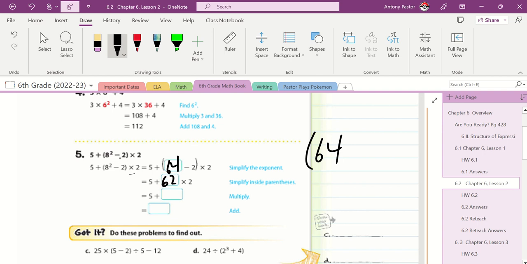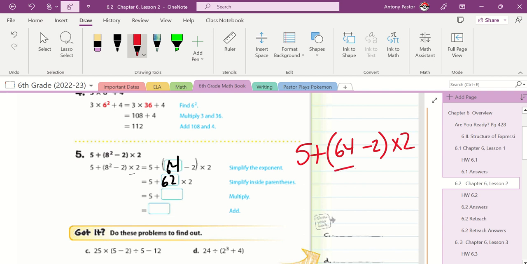So let me slow this down. 5 plus, and in parentheses, 8 squared minus 2 times 2. I have to solve this. 8 times 8 is 64. So I would rewrite this just like it's here, but let's go ahead and rewrite this neater. This would be 5 plus, and in parentheses still, 8 times 8 is now 64. I still need to subtract 2 from it, and close parentheses, and multiply it by 2.